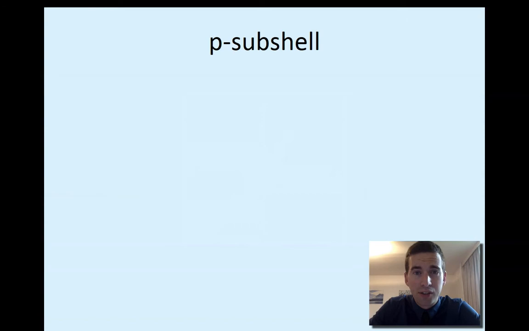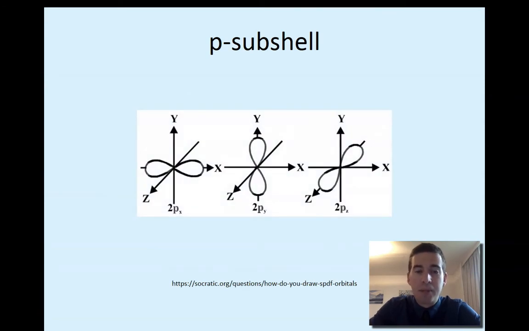Now the P subshell is a bit more complicated because it has 3 different orbitals. It has a px, a py, and a pz. Now this diagram here is more along the lines of what you would have to be able to draw, which is why I've chosen it. Ignore the fact that it says 2px, 2py, 2pz. It could be the second one, the third one, fourth one. They would have the same shape. They would just get bigger as the quantum shell number increases.